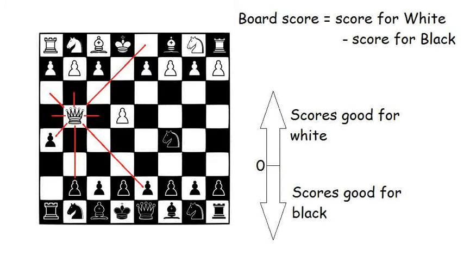Of course, there are 2 sides in the chess game, white and black. The convention is that the final score for the board is found by subtracting the score for the black side from the score for the white side. A high score on the positive side, such as 120, indicates a board position that is good for white. A low score on the negative side, low in the sense of large in magnitude, e.g. minus 120, indicates a score that is good for black.